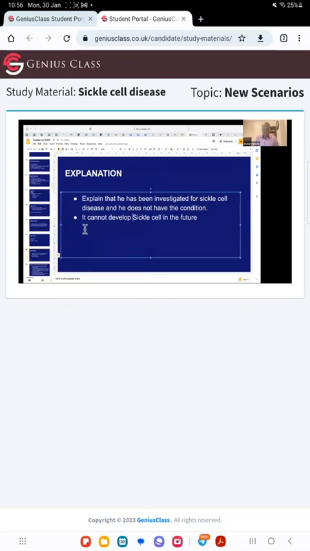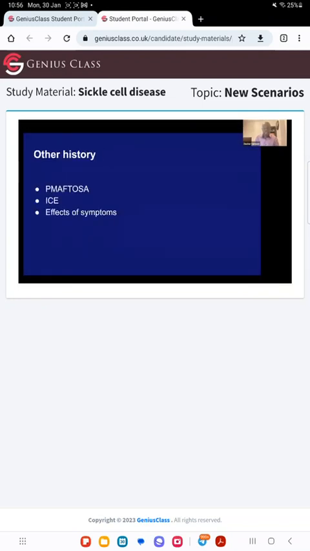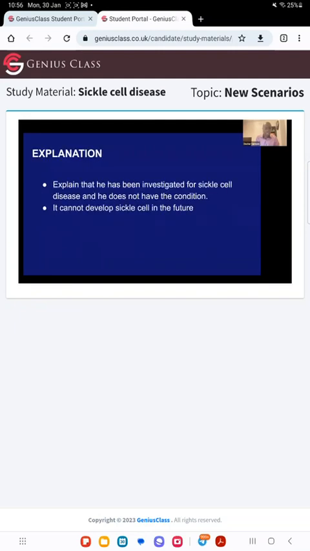That's one sentence, just to make it clear. He cannot develop sickle cell disease in the future because he does not have it, and he was not found to be a carrier. That means carrying a gene that causes sickle cell disease.